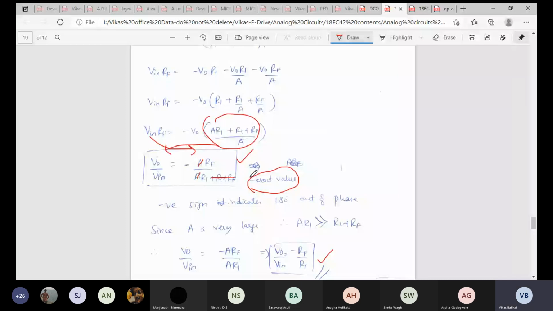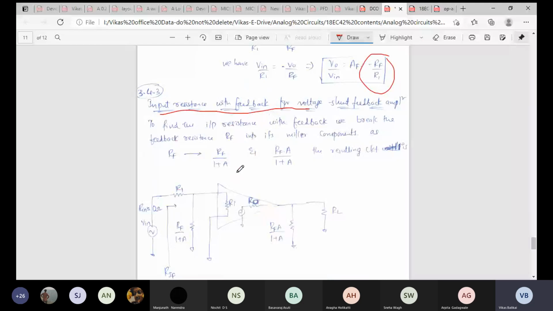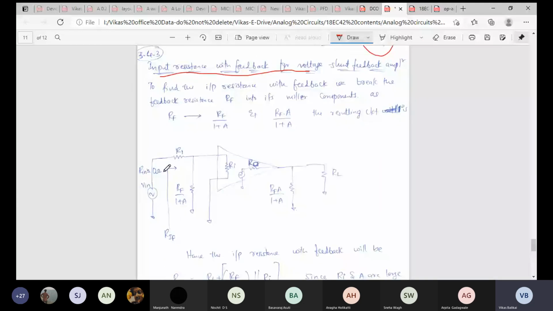Fine. Now the input resistance of the voltage shunt feedback amplifier with feedback, how exactly is it going to look, and how the circuit varies as compared to your previous circuit. We'll try to see that. Now let's try to rewrite the circuit, and since the input is given towards the inverting terminal, here is the circuit.